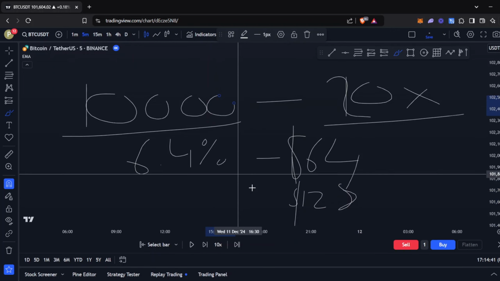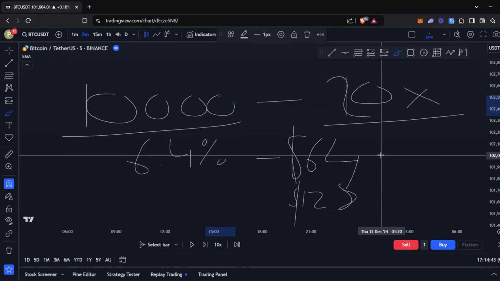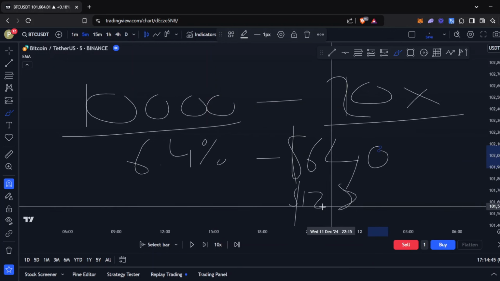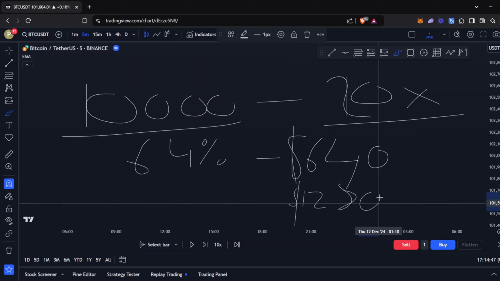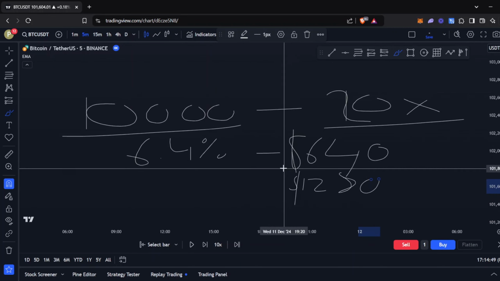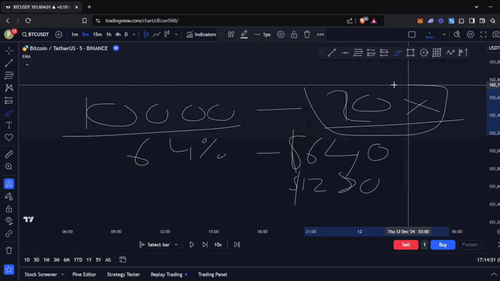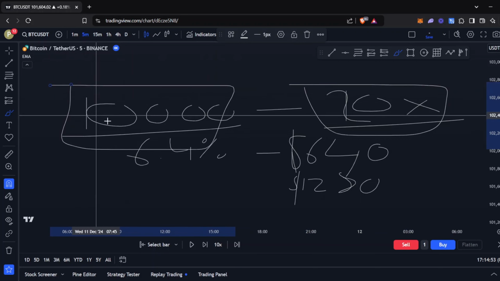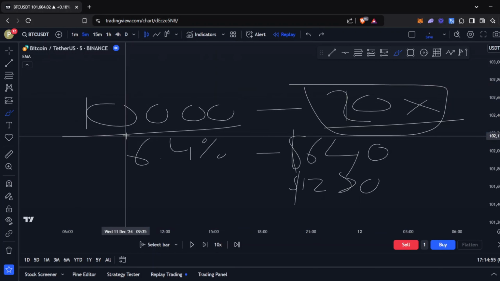Let's say you're trading with $10,000 of margin. You've now turned this into $640, and you've now turned this into $1,280. So you can see how playing around with the leverage and playing around with the margin is going to give you very different results.